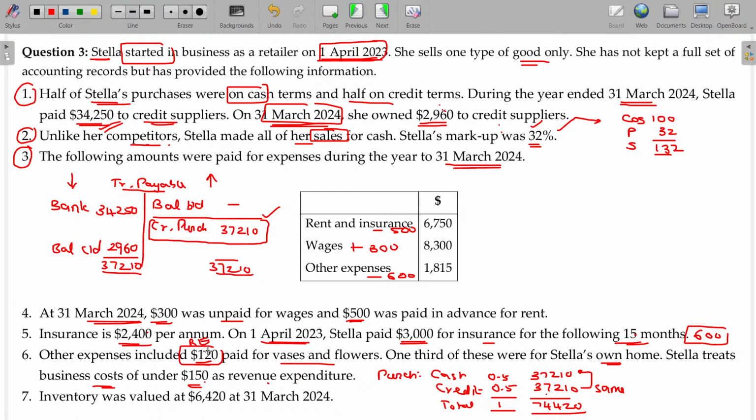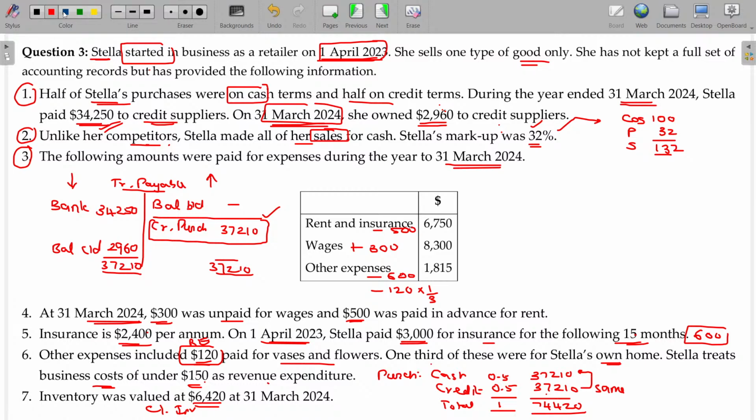Though it may be revenue expenditure, 1/3 of these were for Stella's own home. So you have to subtract this from the 120 of other expenses. 1/3 for the personal purpose should be subtracted. So drawings, okay. And closing inventory. This is the closing inventory. So we mark down all the adjustments here.